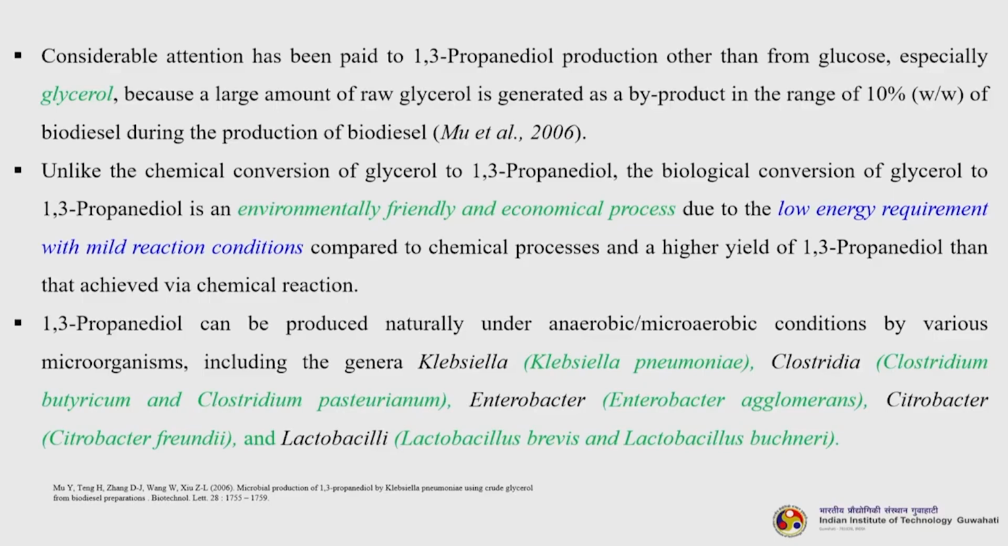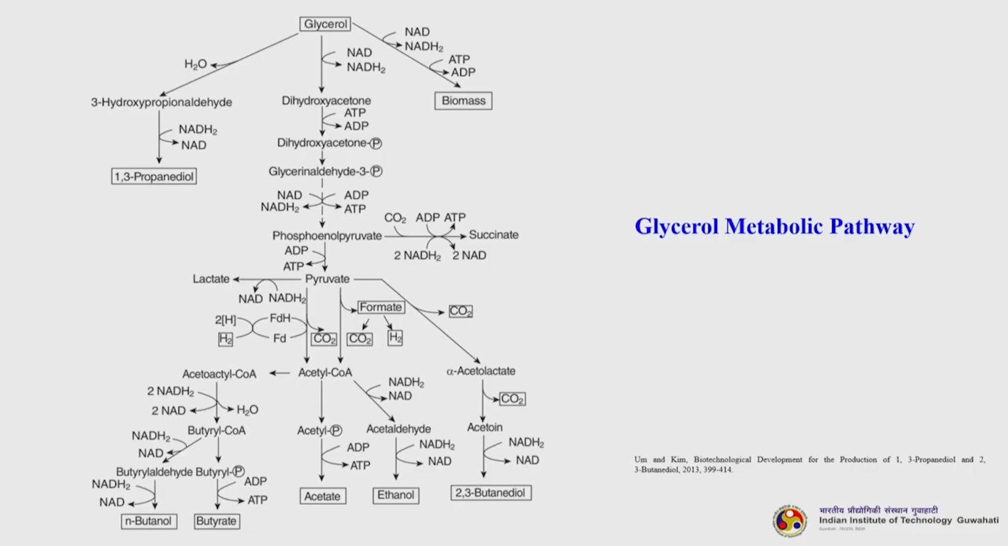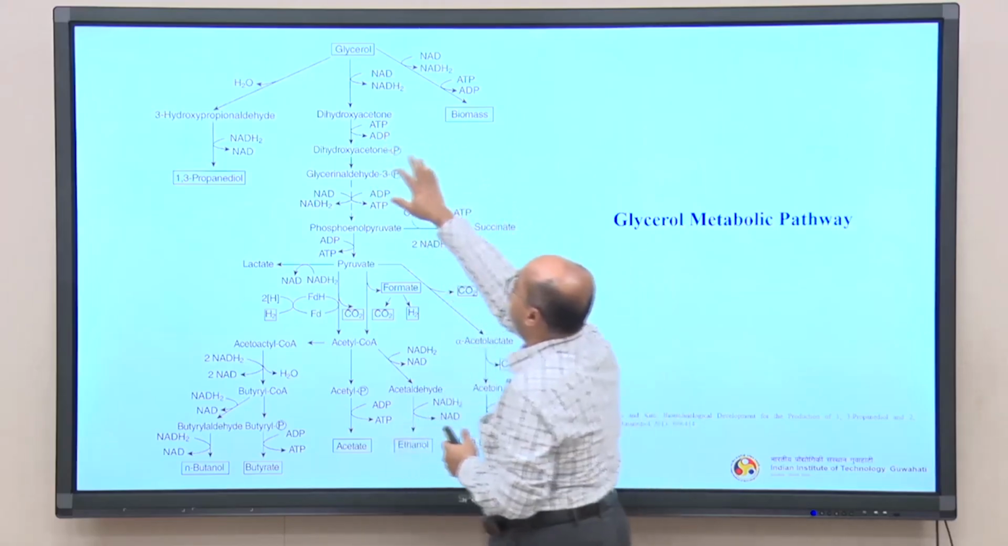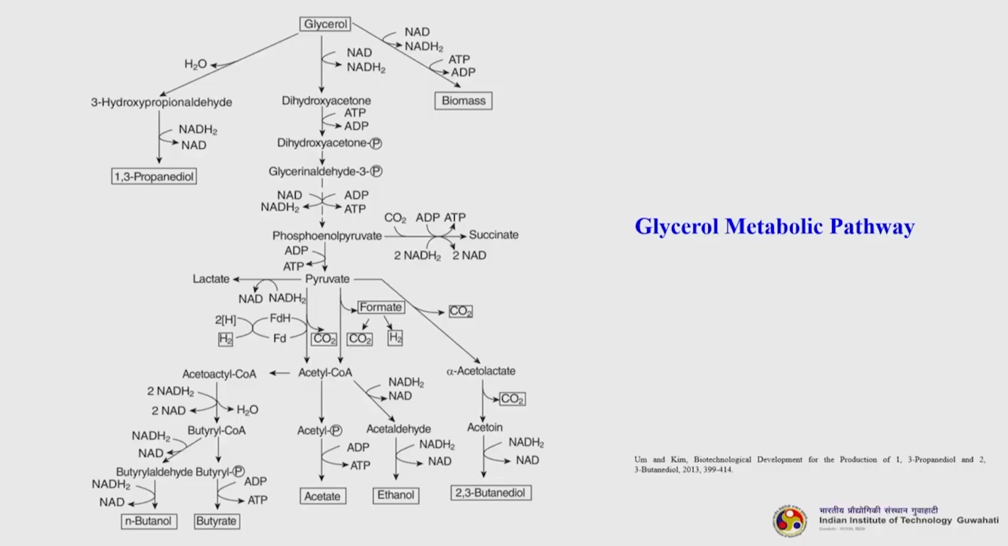Now, 1,3 propanediol can be produced naturally under anaerobic as well as microaerobic conditions by various microorganisms, including the genera Klebsiella, Clostridia, Enterobacter, Citrobacter and Lactobacillus. Now, this is the classical general metabolic pathway of glycerol degradation. So, we can see how it actually happens. We can start with glycerol there. This is the usual route to produce butanol, acetate, ethanol, etc.